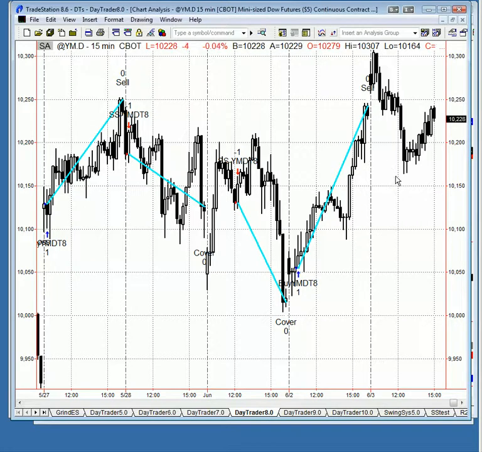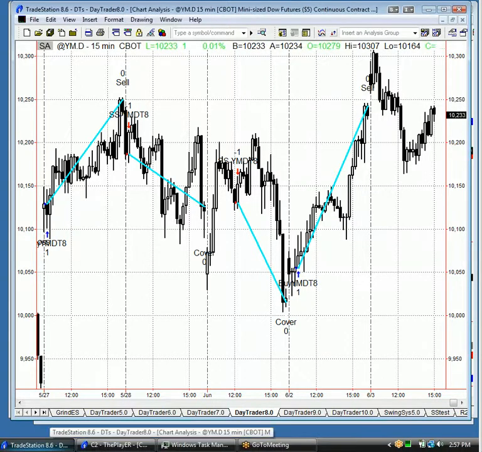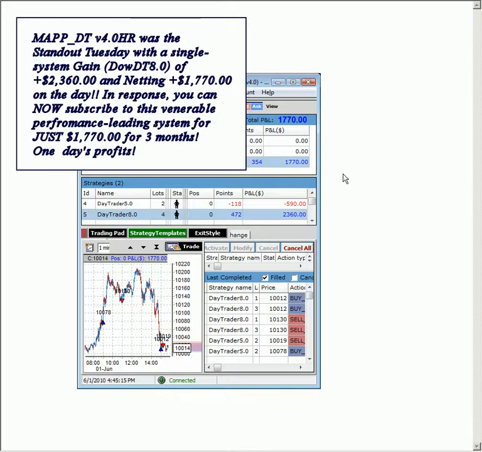We don't have any trades today in the Dow Day Trader 8.0, but look at these amazing trades. This has been a large part of why the MAPDT version 4.0 HR. HR means high risk, high return, but essentially is concentrated in some of our best performing models that we've had for many years. So we're going to go ahead and actually look over to that. In fact, because the MAPDT version 4.0 HR was a standout.